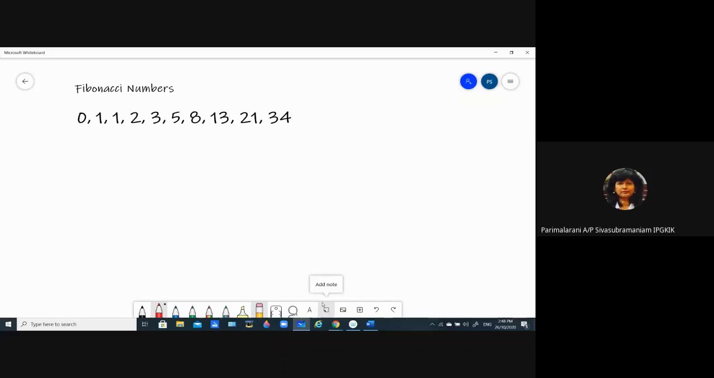Okay, so this is the sequence of the Fibonacci numbers. 0, 1, 1, 2, 3, 5, 8, and so on. So what is the pattern that you can see here? This is the first term, 0. What is the next term? 1. And then how do we get the next term? What is the next term here after 34?